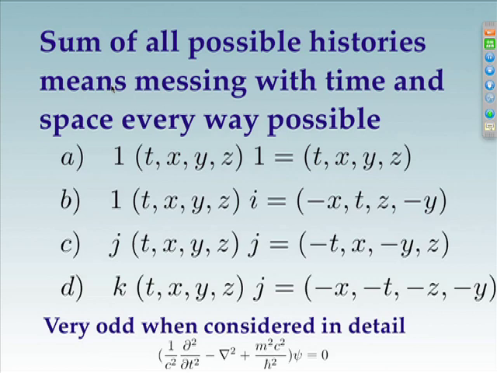Remember that sum of all possibilities, all possible histories? I think what that means, in effect here, is that we really are messing with time and space in every possible way. And so this is very, very odd. It's like, so why is quantum field theory so hard? Why does Bohr's argument, that it's just impossibly difficult to understand, hold? This might be a nice concrete reason why.